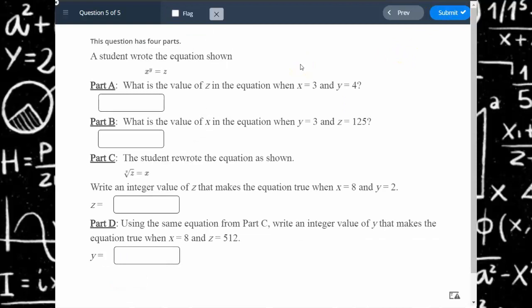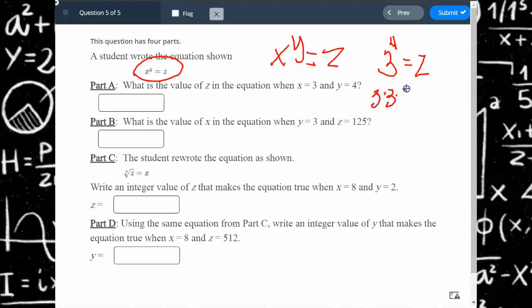Last question. This one has 4 parts. The student has written the equation shown right here. So we have a base of x, exponent y, equal to z. They're saying let x equal 3. My base is 3. My exponent y is 4. What is the value of z? When you have an exponent, that means repeated multiplication of your base. So this would be 3 times itself 4 times. And that is 81.